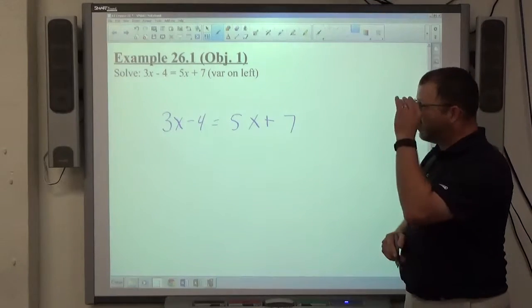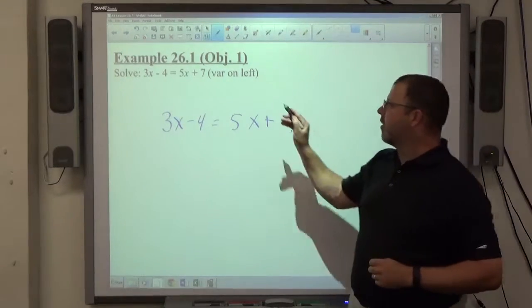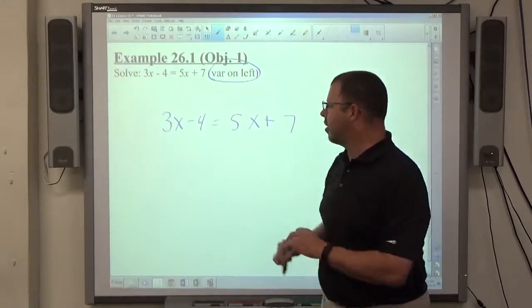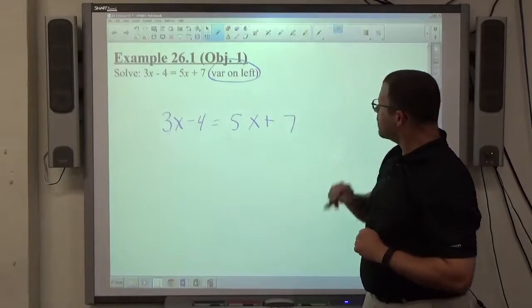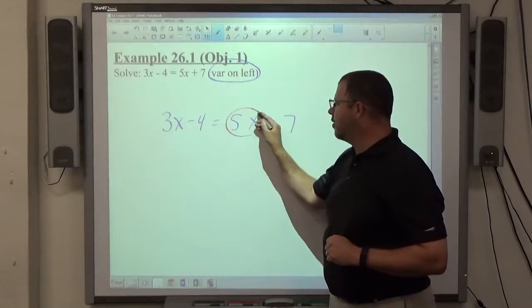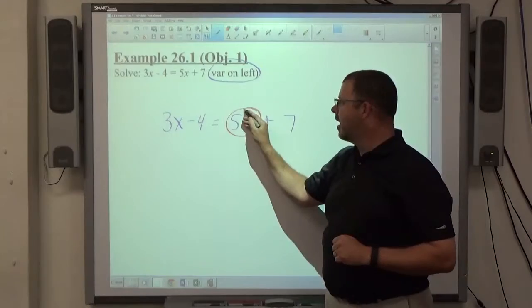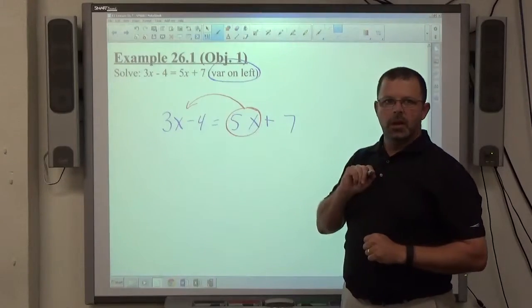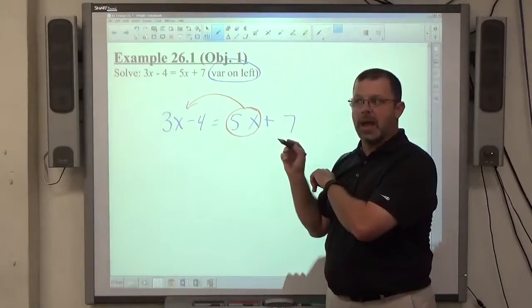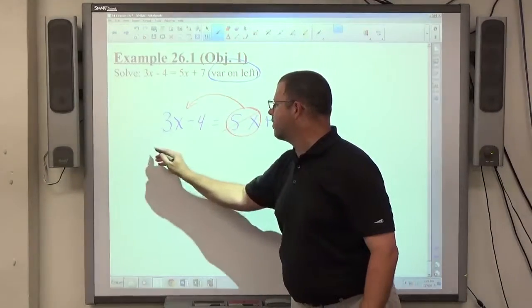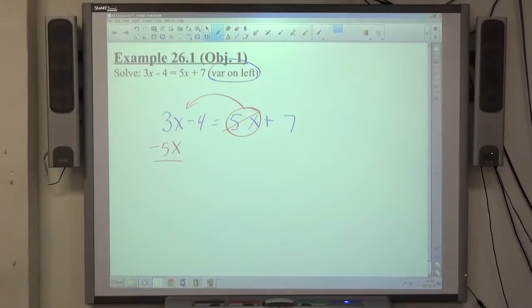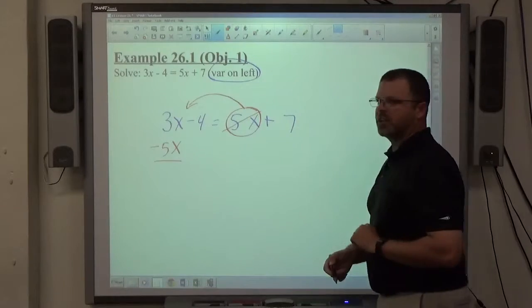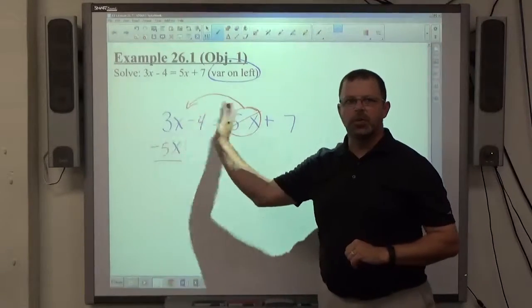Step 2 says move the variable to one side and number on the other. Here I said variable on the left, so 3x is on the left, where it belongs. I want 5x to go over there with it. So here's how you move something. You take what you want to move across the equal sign and let it happen. The consequence of moving it, though, is that it changes sign. So move the 5x over to the left. It's positive 5x on the right, moves to the left, becomes negative 5x. Don't worry about the fact that this makes negative 2x. We'll do that in a moment.